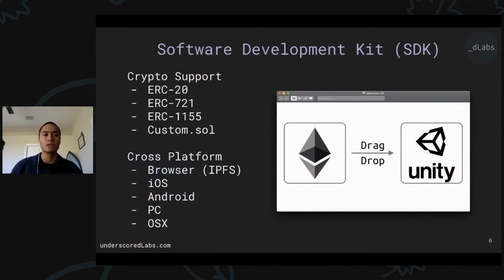Right out of the box, it supports ERC20s, 721s, 1155s, and any custom contract that you want, such as that leaderboard. You build a game once, and you can export it to any platform that you'd like. What's beautiful about this SDK is that it's really simple to use. Let me show you how.